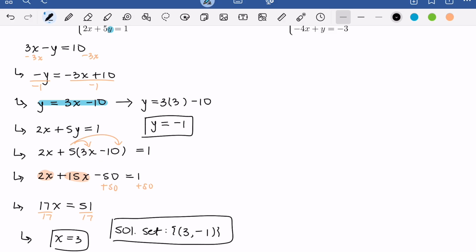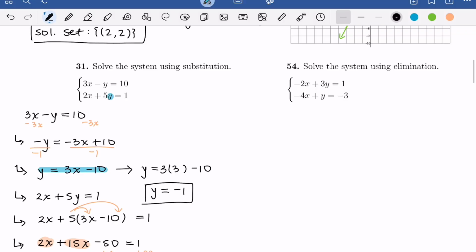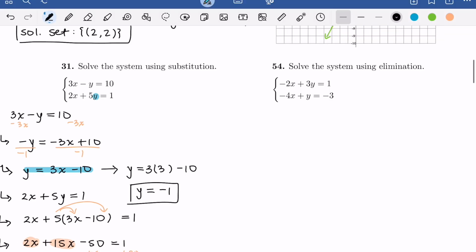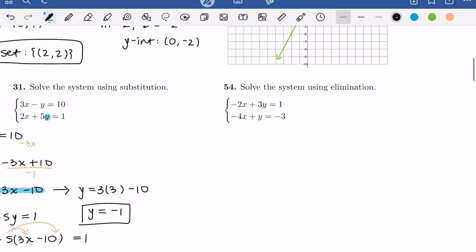All right, so that's how we would solve the system using substitution. Now let's look at solving a similar system using elimination. Now in this case with elimination, the whole idea is to be able to add our two equations together, and one of the variables will be eliminated.